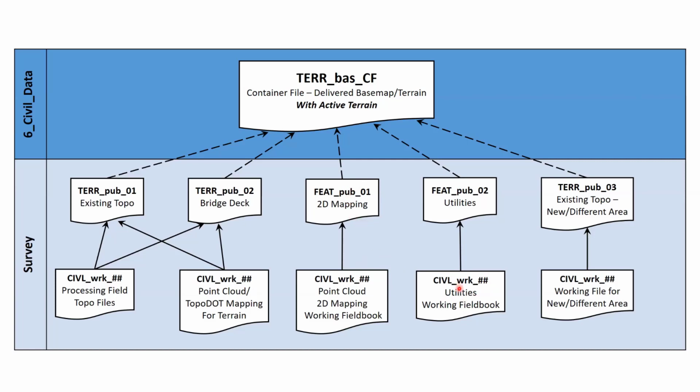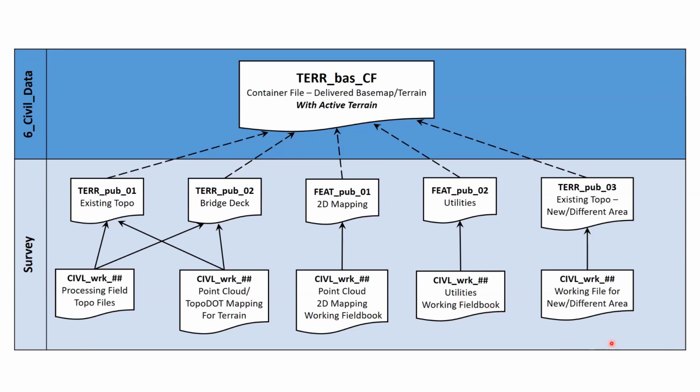Some regions do this differently than others as far as utilities go. I know some people have drainage models and utilities in separate models. That can go in another feature pub file. You can have a civil working file for that as well to do all your modifications. Once you've got it to a place you like it, you can then put it in that pub file. And there's variations on how you can do this.